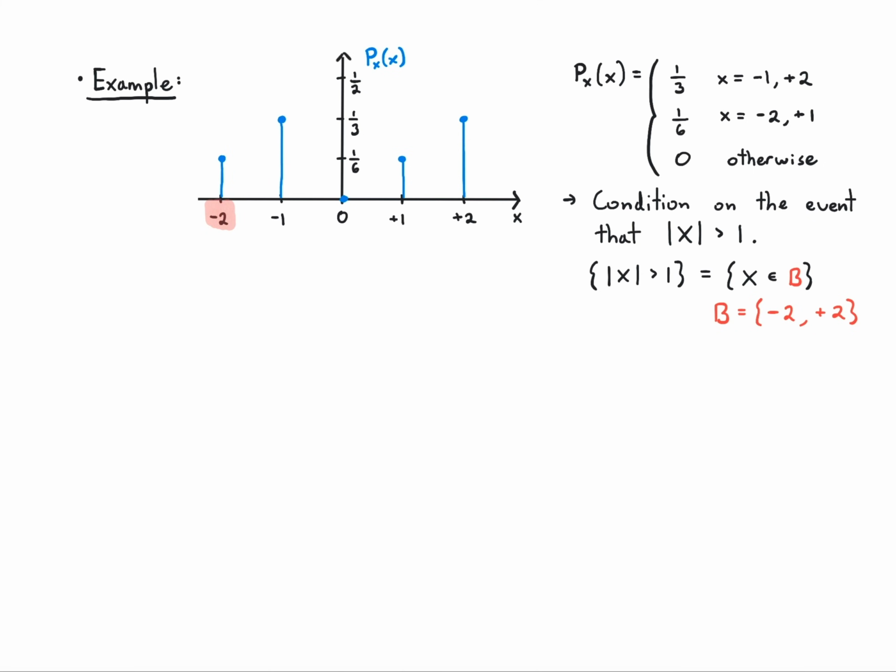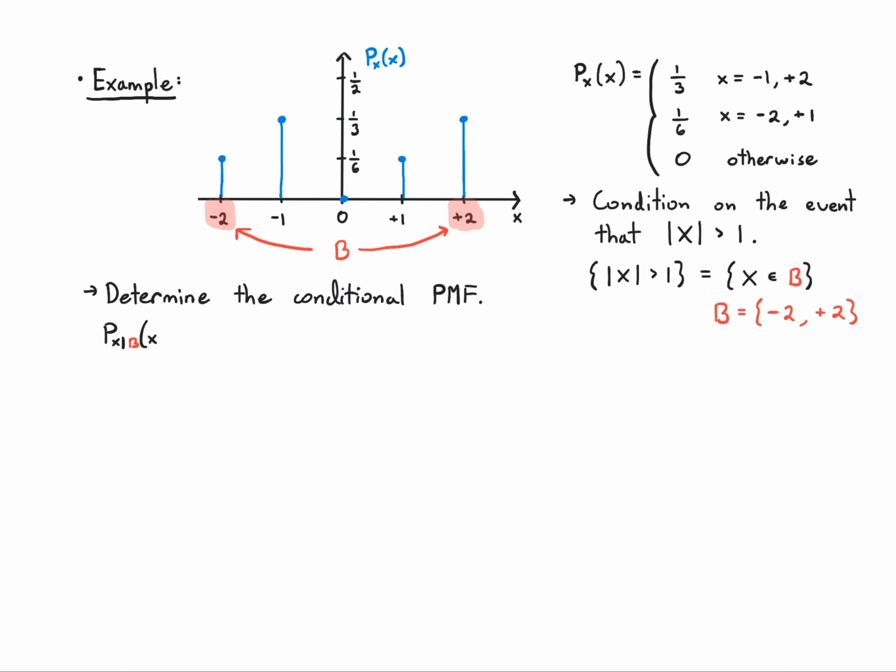Okay, we have B, so let's just draw which elements are in B on the plot. So these are the elements of B. And now what I need to do is calculate the conditional PMF. Okay, so I want to understand what is the conditional PMF now that I know that x is an element of B. Okay, well, let's write down the definition.